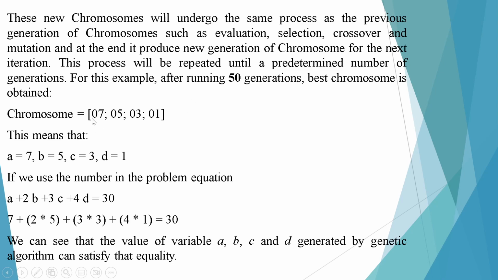Lastly, we obtain the chromosome as 7531. It means that A is 7, B is 5, C is 3, D is 1. And if you put A, B, C, D into the objective function, we actually get 30. Okay, this is one simple example.